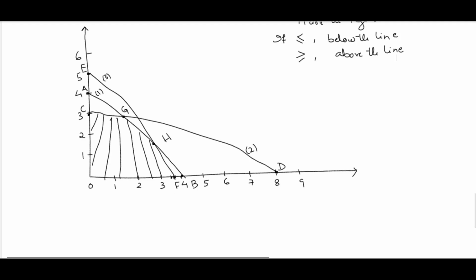This is the common region, and we need the coordinates of these points. The coordinate of C is 0, 3.